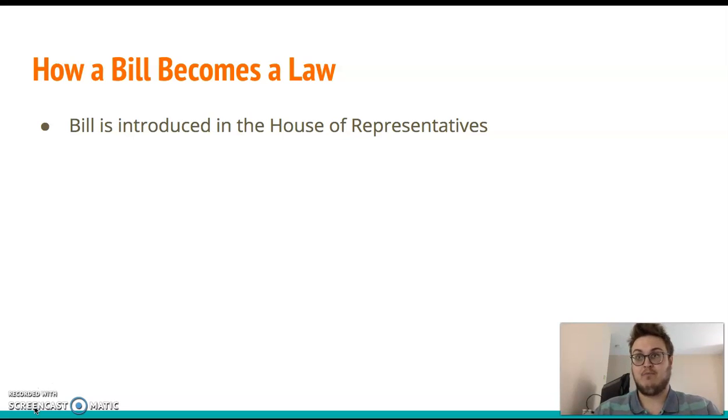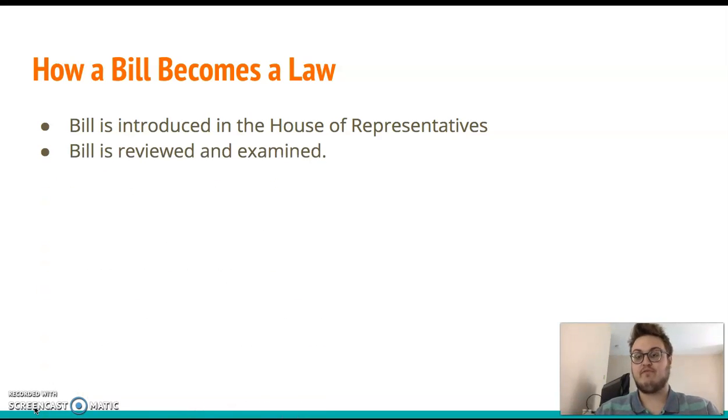Ideas for bills can come from within committees, in the House of Representatives or the Senate, and they could just come up with an idea, say, legalize sports gambling, or because representatives are elected officials and they're supposed to represent the ideas of the people they are representing. The ideas can come from average citizens of the United States, who talk to their representative about an issue.